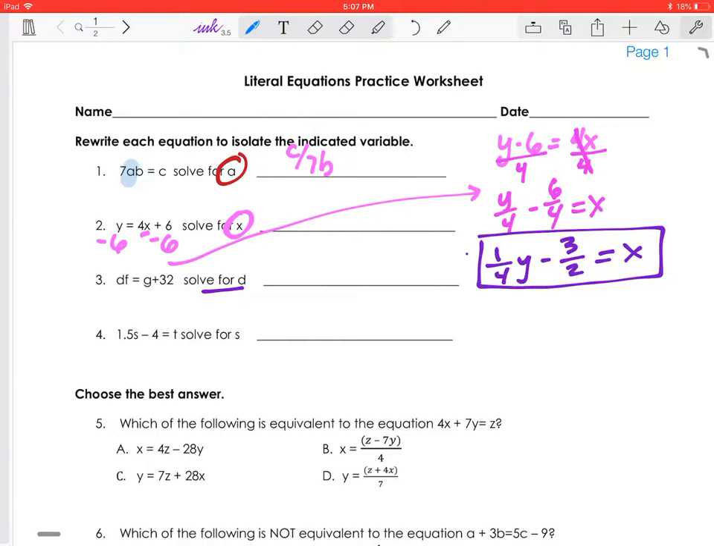All right, next problem. It says solve for d. This should be a little bit easier. D times f, we got a product. They're multiplying, so I'm just going to divide by d. So that cancels out. I can't do any simplification here because d won't go into g and d won't go into 32. Oh, wait, hold on, I did the wrong thing. Divided by d, I need to divide by f. My apologies. So then d is equal to g plus 32 over f.